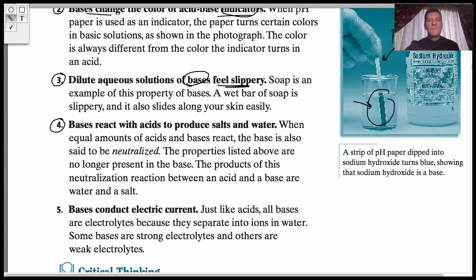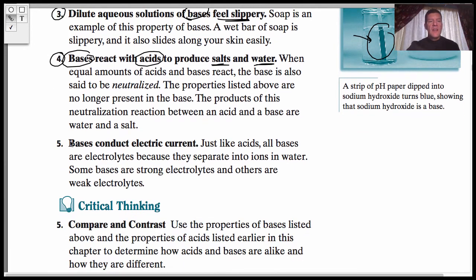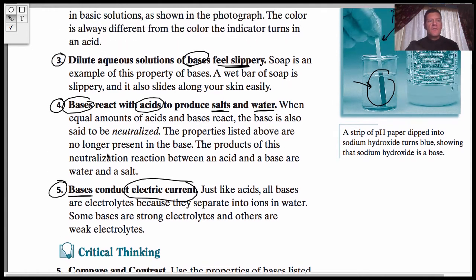Number 4, and we said this before with acids, but we're going to just repeat it. When bases and acids react, they produce salt and water. Salt and water. And like acids, bases ionize. When you put them in water, they create ions, so they are going to conduct electricity. Okay? Those are 5 properties of bases.